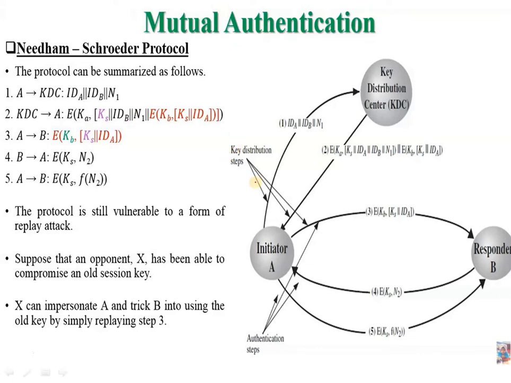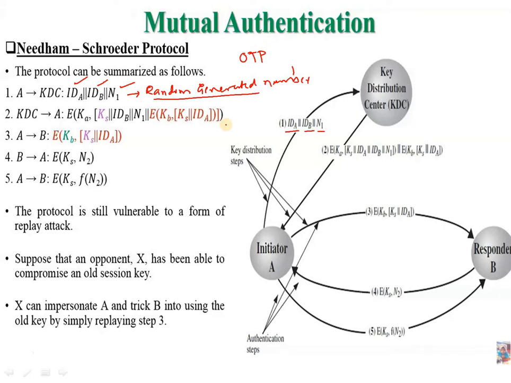This is summarized as follows. First, the initiator will send ID A, ID B and N1 to the key distribution center. ID A is the identity of A, the initiator, and ID B is the identity of B, the responder. Then the nonce. What is a nonce here? A nonce is a randomly generated number which is used only one time, just like your OTP.